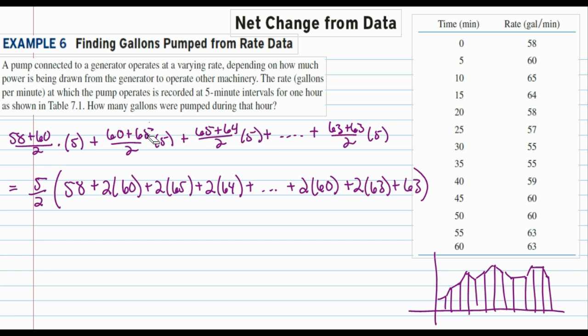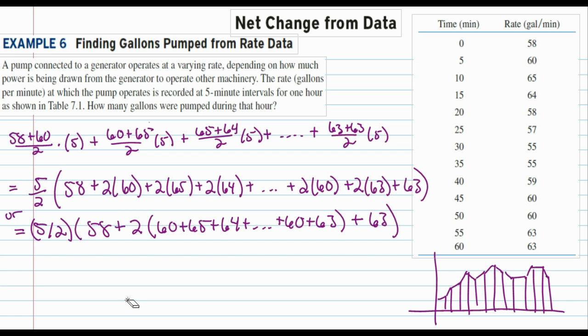Or you could factor out the 5 halves, because each of these is being divided by 2 and multiplied by 5 because they all have the same width, and we get the first base used once, all of the middle bases used twice, and the last base used once. Or to make this easier for our calculator, we can say 5 halves, parentheses 58 plus, and then go with 2 times all the middle ones, close your parentheses, and that adds 63.